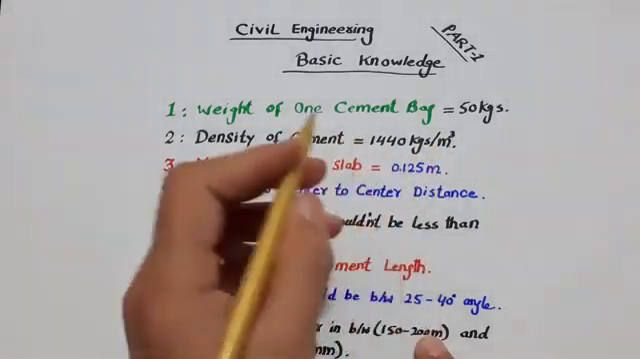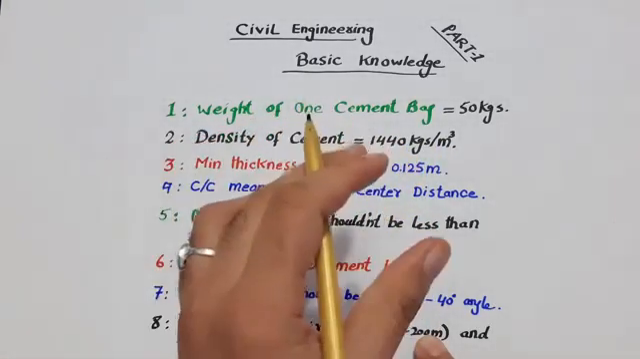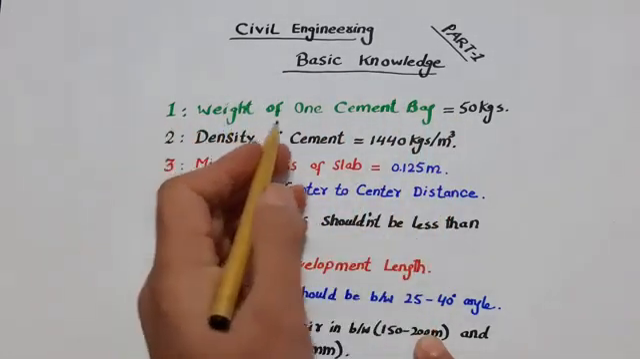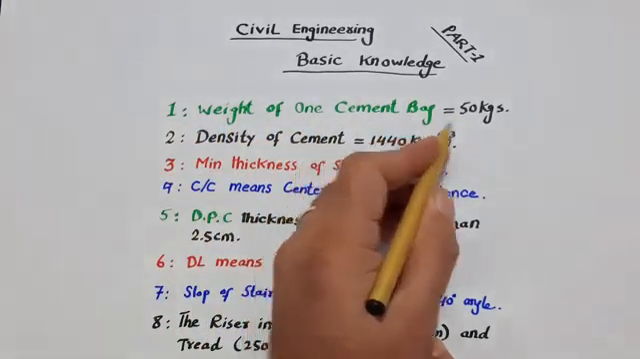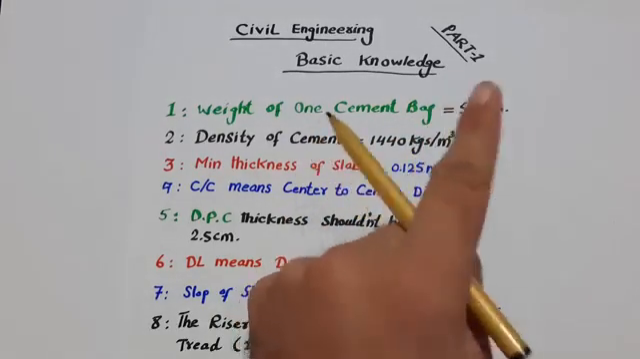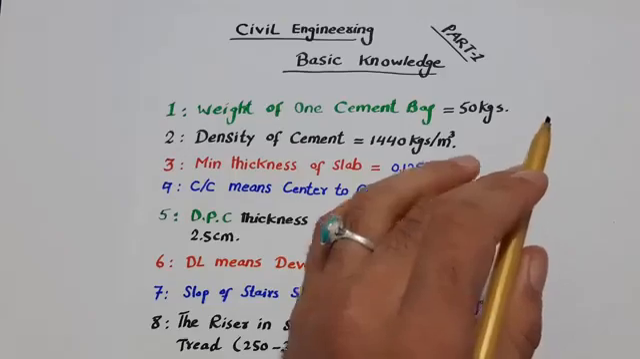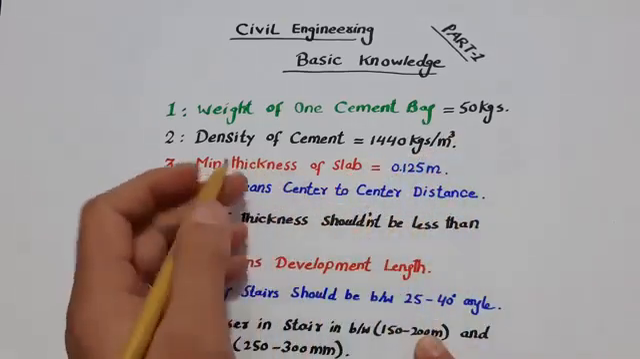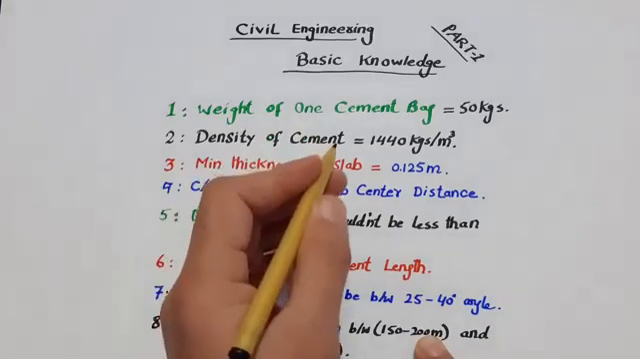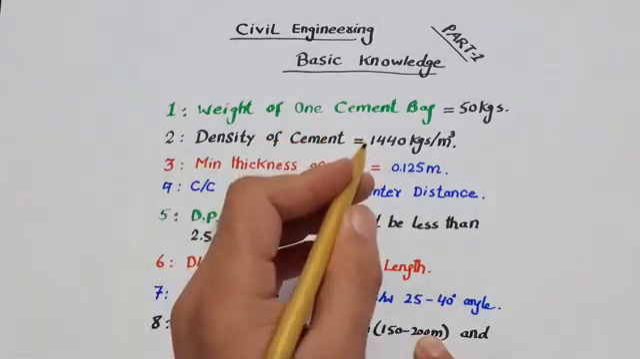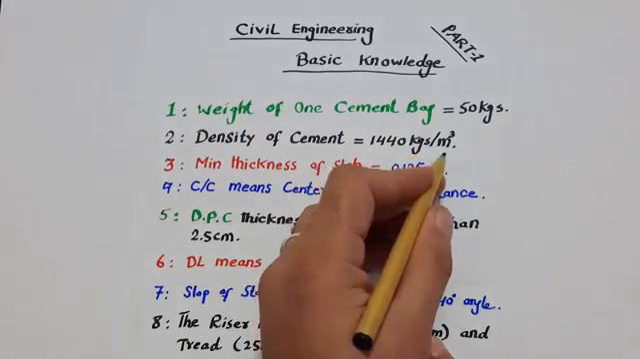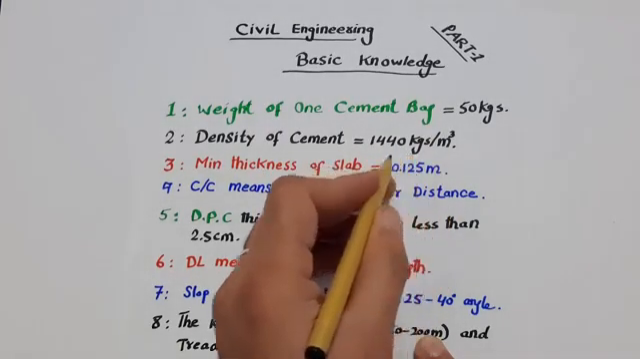Guys, the first one is you should know the weight of one bag of cement. The weight of one bag of cement is 50 kgs. The second one is, guys, the density of cement. The density of cement in cubic meter is 1440 kgs per meter cube. This is the density of cement.